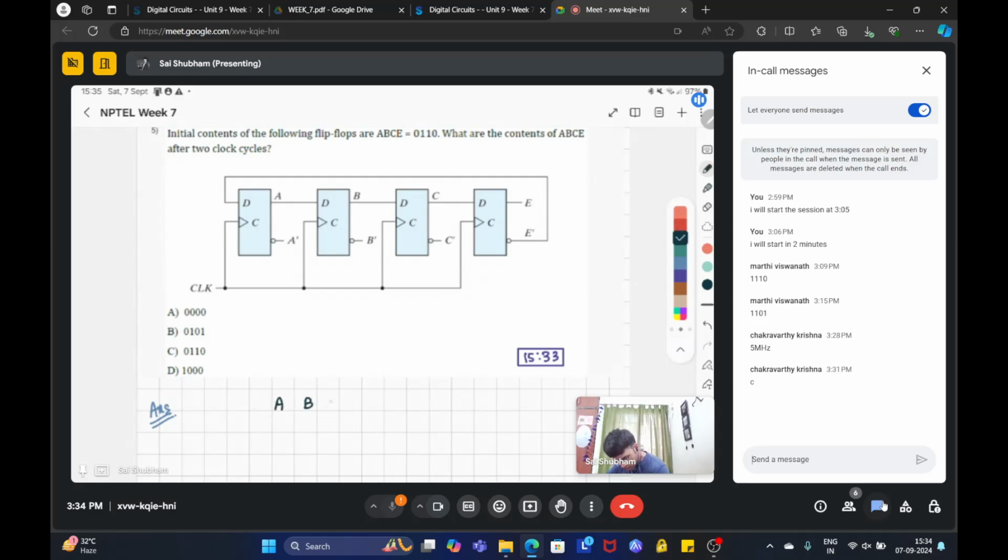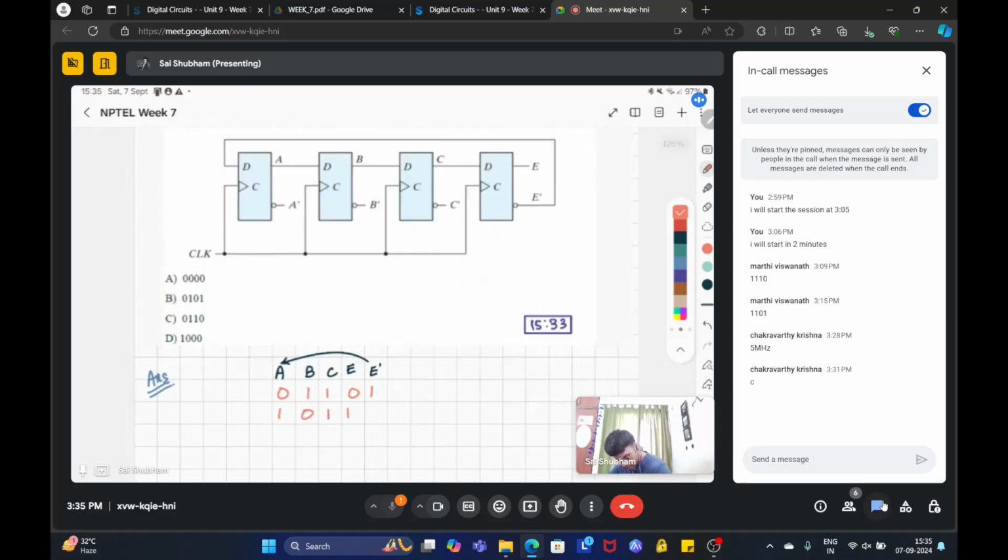So A, B, C, D, there is no D, E and E bar. Initially this is 0, 1, 1, 0, E bar is 1, and this E bar is fed to A. So in the next iteration it will be 1, 0, 1, 1.